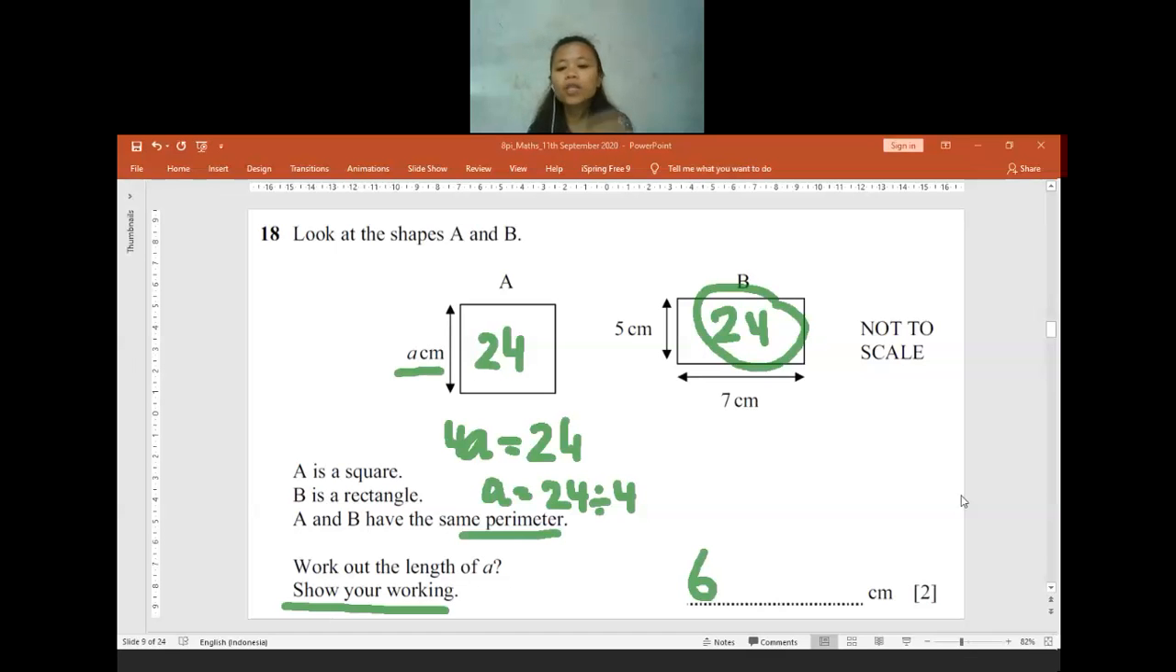If the question says you're working, do we use pen or pencil? It will be better if the question asks you to show your working. You write the working with the pen.